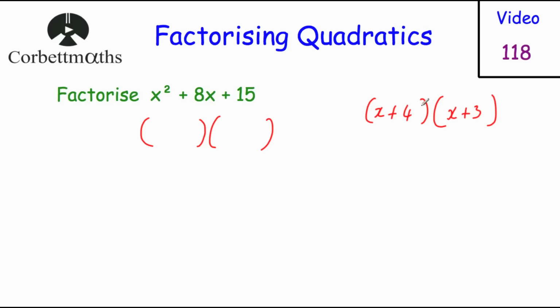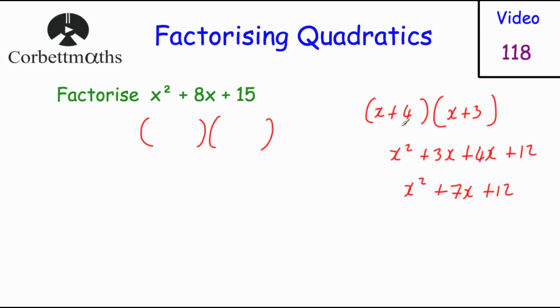I'm going to expand these brackets, so x times x would be x squared, x times 3 would be plus 3x, 4 times x would be plus 4x, and 4 times 3 is equal to 12. So whenever we expand these brackets, we would get x squared, and then we'd have 3x plus 4x would be plus 7x, and then we've got our plus 12 on the end. So if we had the pair of brackets x plus 4 and x plus 3 and we expanded them, we would get x squared plus 7x plus 12.